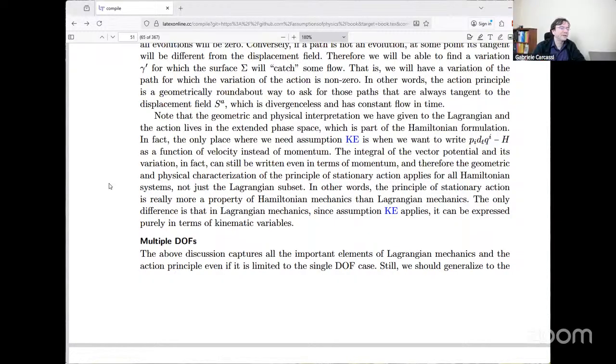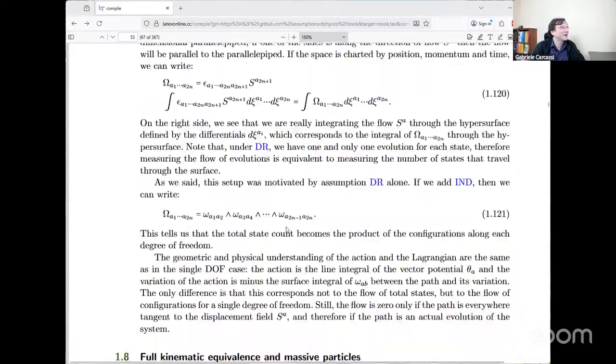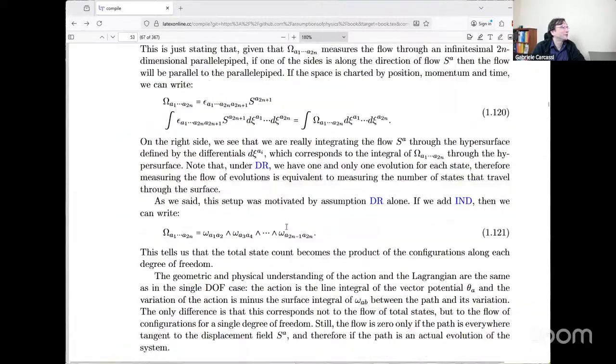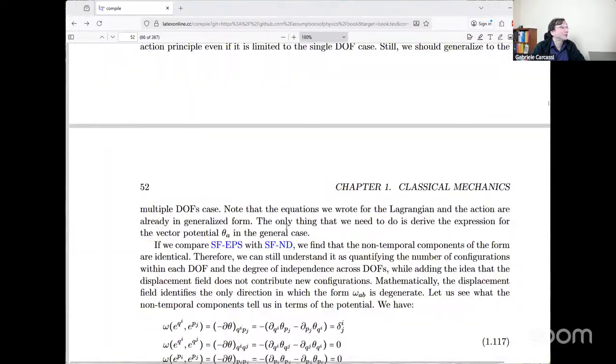Since we have done the hour, I would not venture into multiple degrees of freedom. We'll leave it for next time. Even though it's short, I don't think we can do it because it's going to be more complicated.